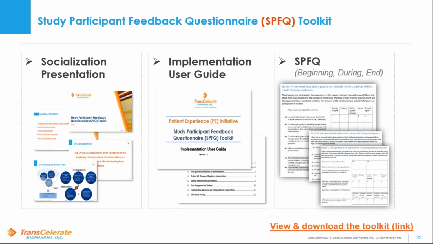And the SPFQ is a set of 3. One questionnaire is administered at the beginning of the study, one in the middle, and one at the end. I will talk about all these a little more in detail in a few moments, but we'll go through them one by one. And then, as it says at the bottom of the slide, you can go to the TransCelerate website and read more detail about it and actually download all the components. So next slide, please.